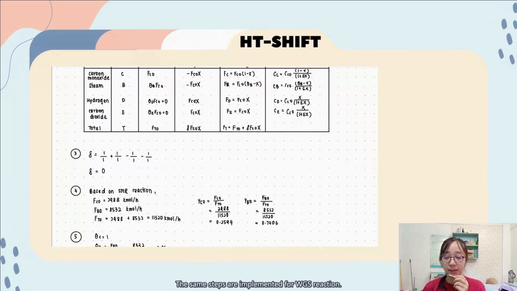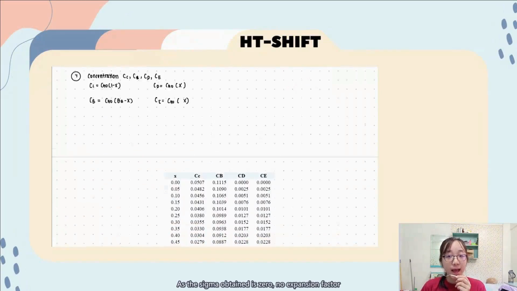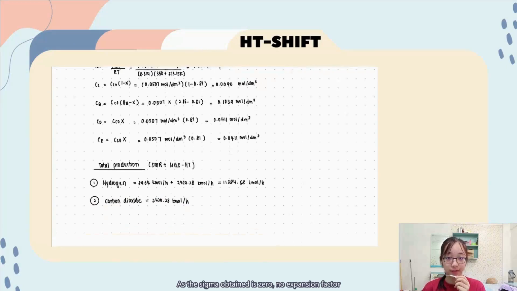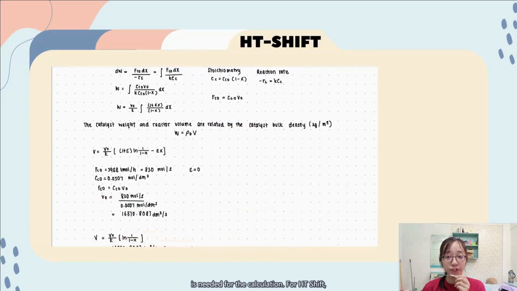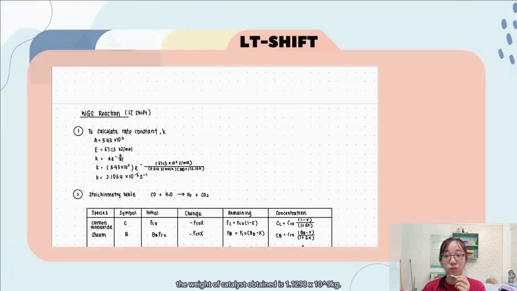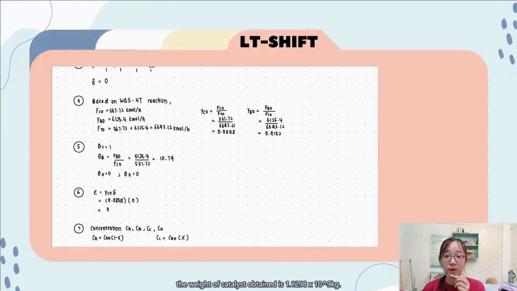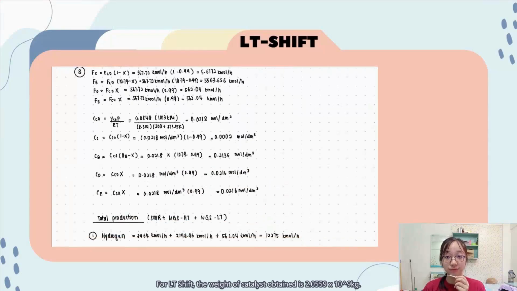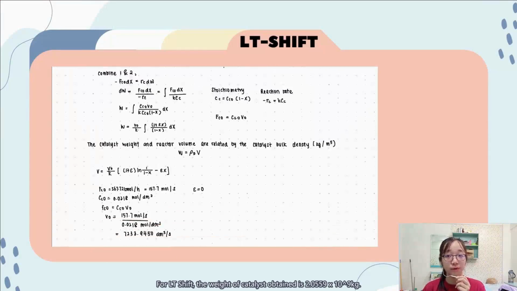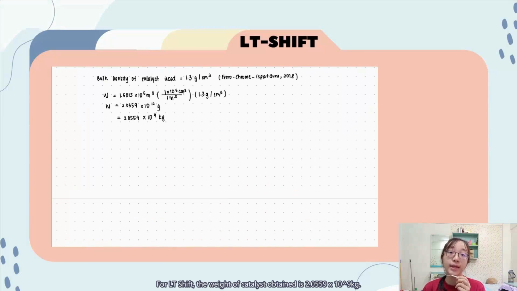The same steps are implemented for WGS reaction. As the sigma obtained is 0, no expansion factor is needed for the calculations. For HT shift, the weight of catalyst obtained is 1.1298 times 10 to the power 9 kg. For LT shift, the weight of catalyst obtained is 2.0559 times 10 to the power 9 kg.